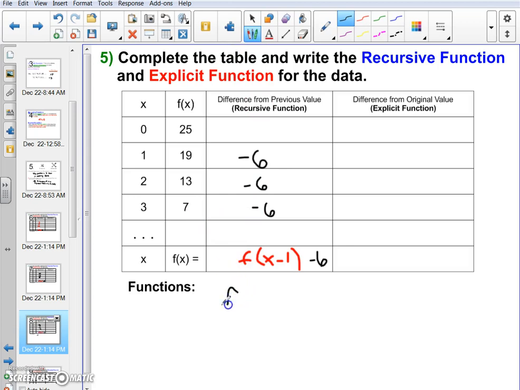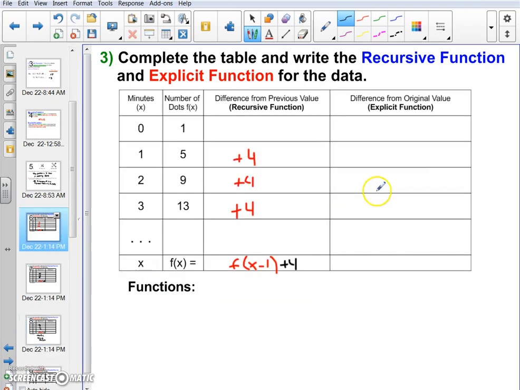Let me actually go ahead and write that out. So again, f of 3 minus 1 minus 6. So again, 3 minus 1, we get f of 2 minus 6. Now we already know f of 2 is 13. If we plug in 13, we're going to get 13 minus 6, which we know is 7. And again, this is only useful if we actually have the previous term. If I wanted to find something bigger, like f of 10, I would need to know f of 9 to be able to solve this.